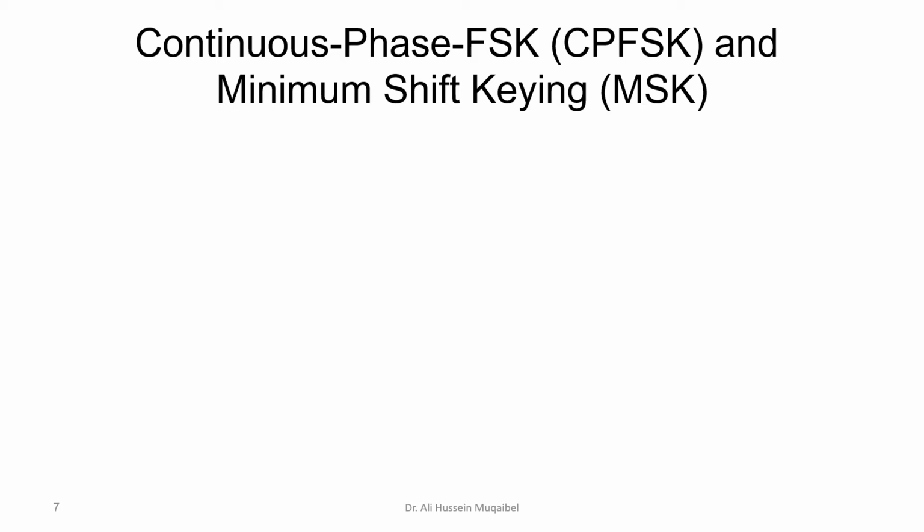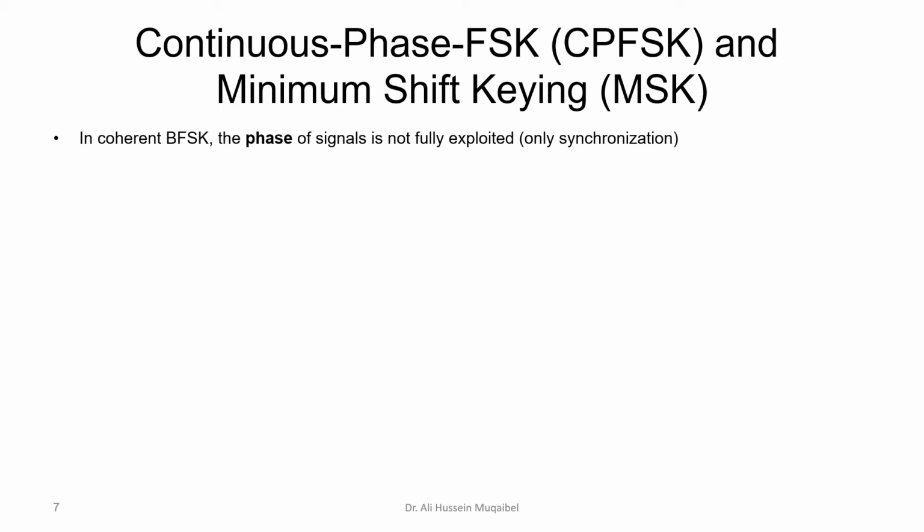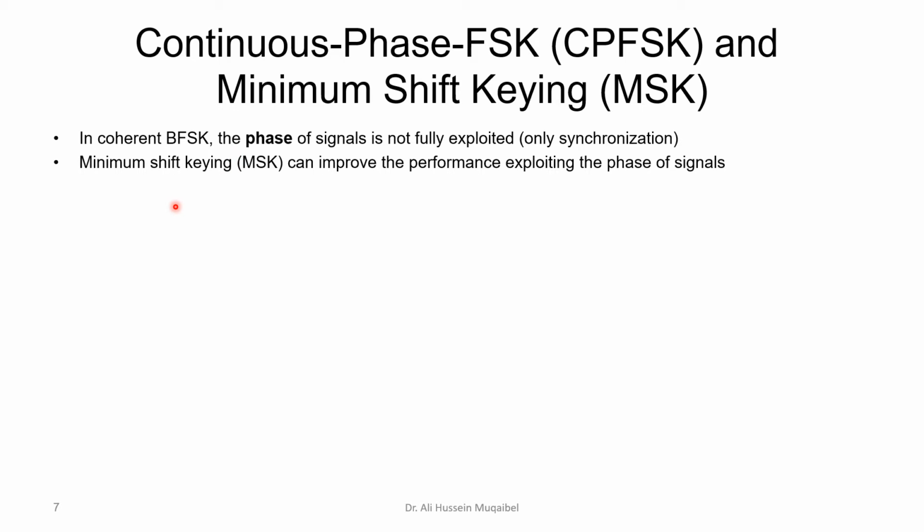Now let's get some comments about minimum shift keying. If you recall, for the case of coherent frequency shift keying, we were just focusing on the frequency. So the difference between 0 and 1 is in the frequency. The phase of the signal was never exploited. We only used coherent detection for synchronization, but we did not distinguish 0 and 1 using the phase. Now in minimum shift keying, MSK, we can improve the performance by exploiting the phase of the signal.